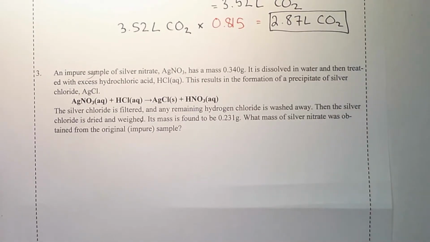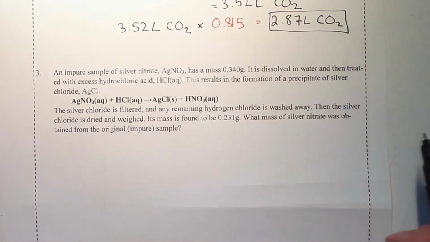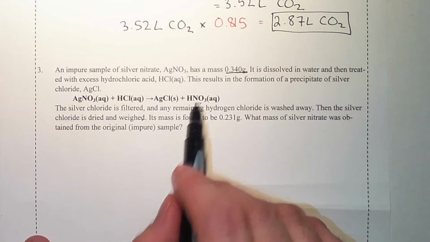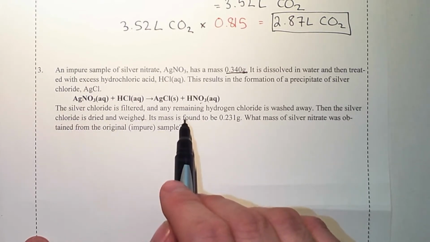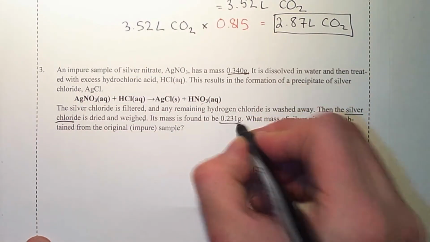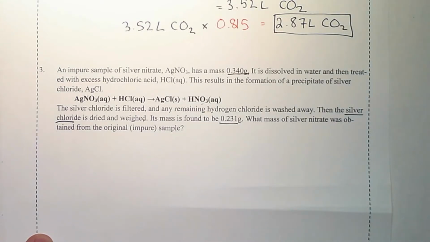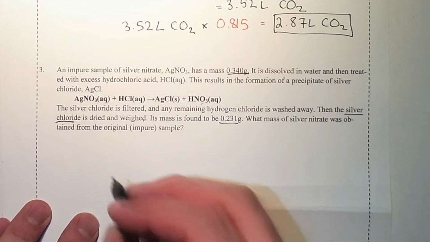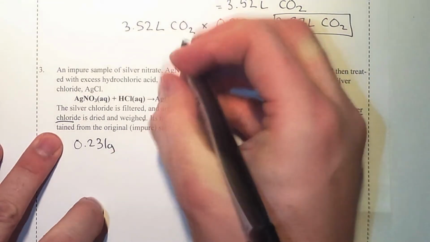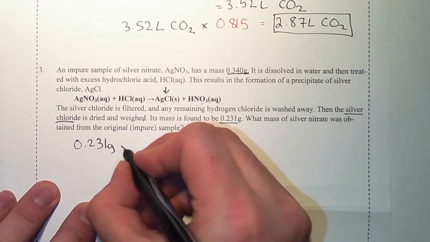So our final question is looking at a purity sample. It says an impure sample of silver nitrate has a mass of 0.340. So that's what we actually have. So we treat it with hydrochloric acid to get silver chloride and nitric acid. Silver chloride is filtered and any remaining chloride is washed away. The silver chloride is dried and weighed and found to be 0.231 grams. What mass of silver nitrate was obtained in the original impure sample? So 0.231 grams. It's the silver chloride, so it's this.